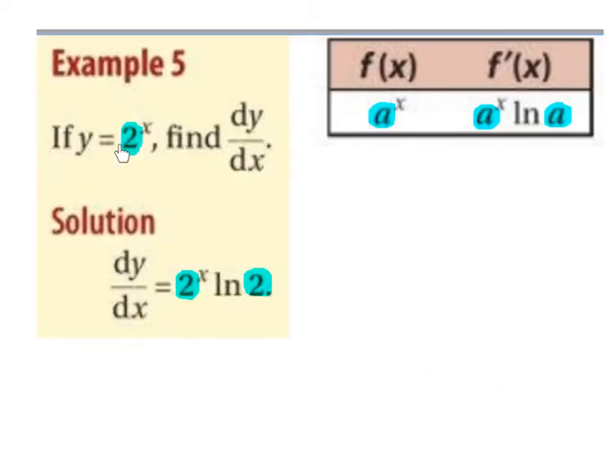So if y is equal to 2 to the power of x, find dy dx. Well, if f of x is a to the power of x, then f prime x is a to the power of x natural log a. So basically we just swap the a for 2, swapping both of these a's for 2 as well. So we have dy dx equals 2 to the power of x natural log 2.